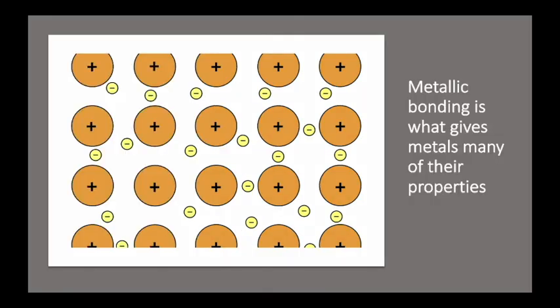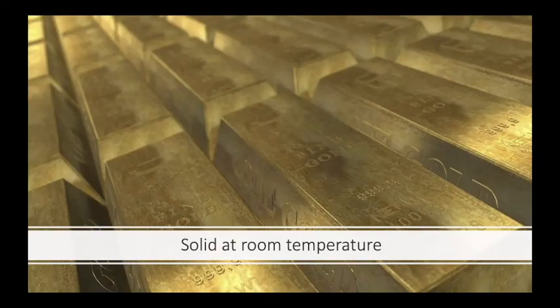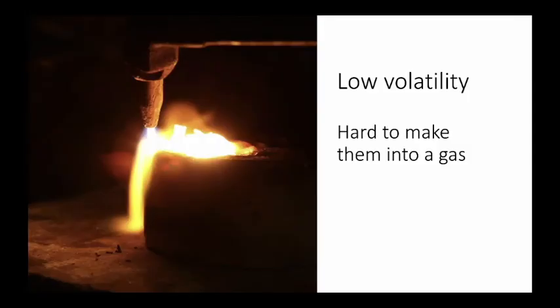The metallic bonding structure gives these metals some very interesting properties. Conductivity is one of these. Metals are very good at conducting electricity. And remember, these delocalized electrons, they can move all around. Metals are usually solid at room temperature, and they have low volatility. That means they're very hard to make into a gas, at least on this planet.